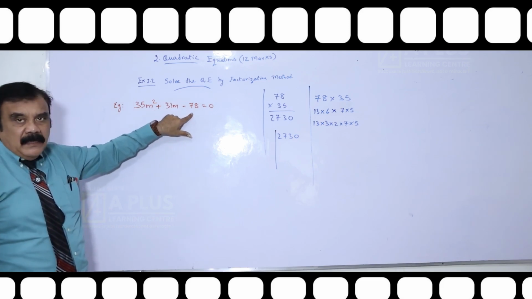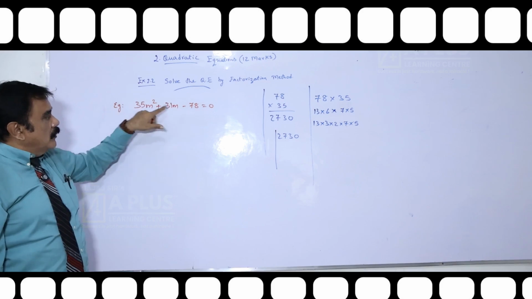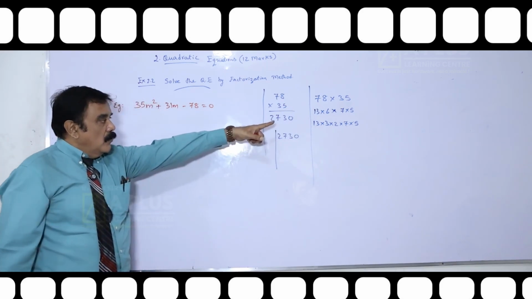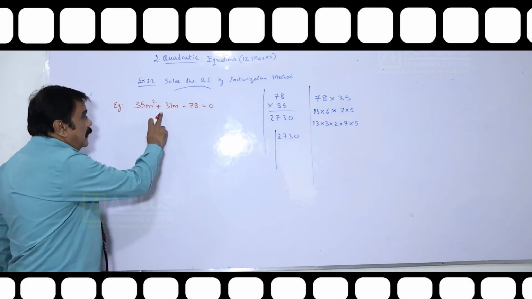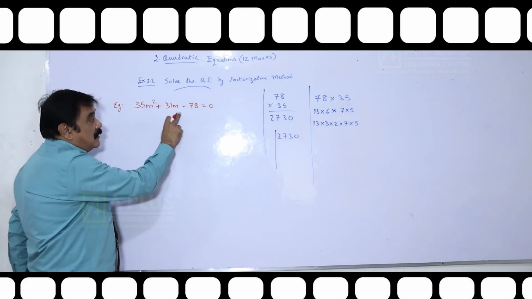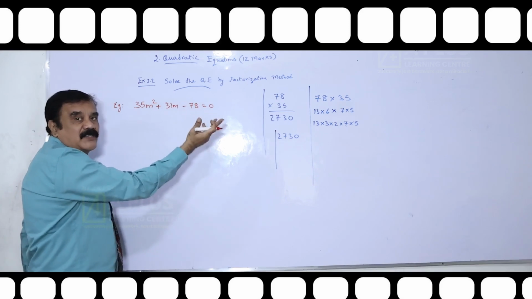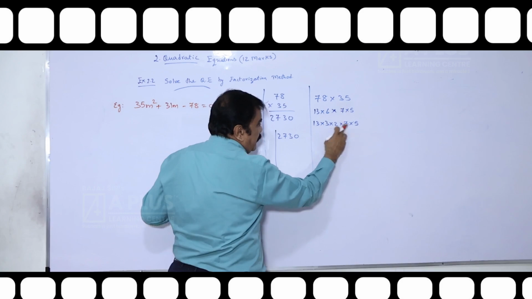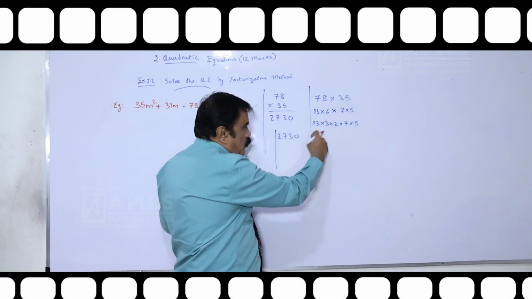Now I am taking the third example, same question, but the third example, 35m square plus 31m minus 78. Now see children, first the product of the first and the last will give me the same thing. 35 into 78. Okay, this will be the factor. Now what is the middle term? The middle term is plus 31. In the last sum it was minus 23. So here you see it is plus 31.